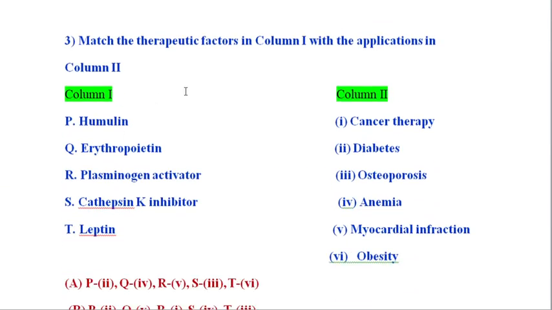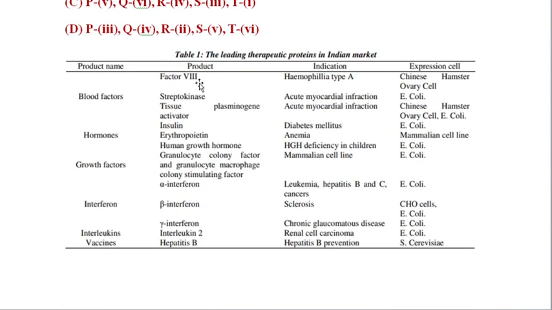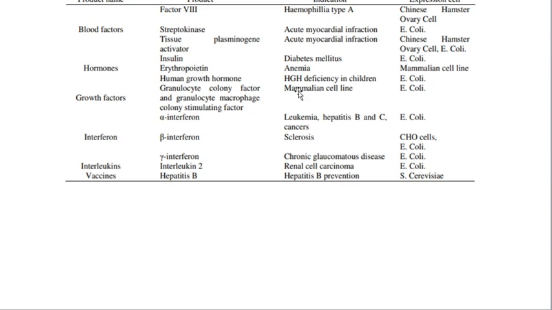Next, match the therapeutic factor in column 1 with the application. If you take factor 8, it is used for hemophilia and it is expressed in Chinese hamster ovary cells. Next is streptokinase, used for acute myocardial infarction, and it is expressed in E. coli. Next is tissue plasminogen activator, also used for acute myocardial infarction, and it is expressed in both Chinese hamster ovary cells and E. coli. Next is insulin, which is Humulin, used for diabetes and expressed in E. coli. Next is erythropoietin, which is used for anemia and expressed in a mammalian cell line.